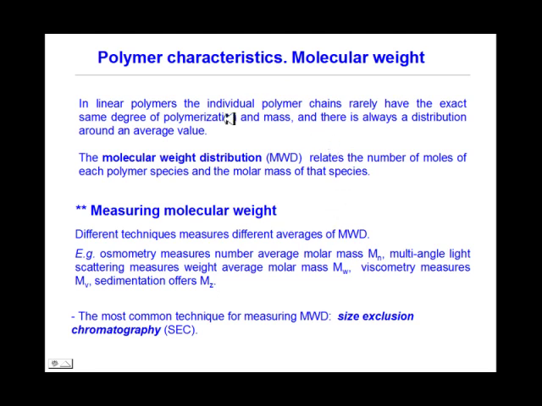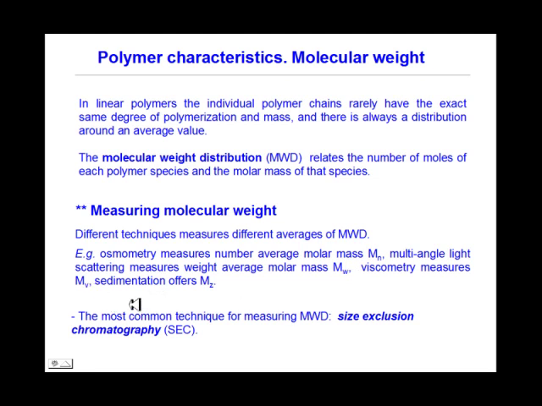As we know, the individual polymer chains rarely have the exact same degree of polymerization and mass, and there is always a distribution around an average value. Hence, the molecular weight distribution relates the number of moles of each polymer species and the molar mass of that species. Different techniques are used to measure different averages of molecular weight. For example, osmometry measures number average molecular weight, light scattering measures weight average, whereas viscometry measures viscosity average molecular weight.